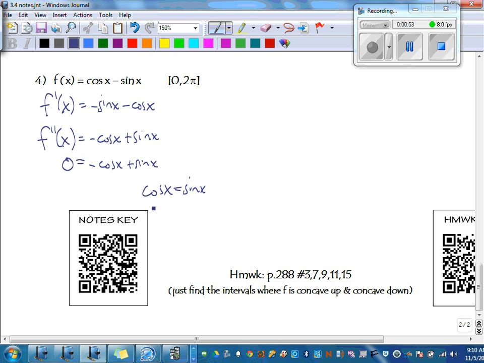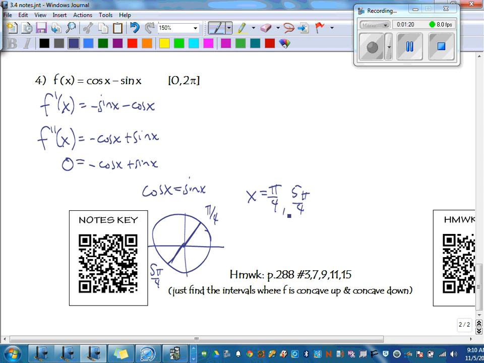Well, I can't solve this traditionally, but I can solve it using my knowledge of the unit circle. When is the cosine going to be equal to the sine? Pi over 4 and 5 pi over 4, right? Up here they're both positive root 2 over 2. Down here they're both negative root 2 over 2. So x is going to be pi over 4 or 5 pi over 4.